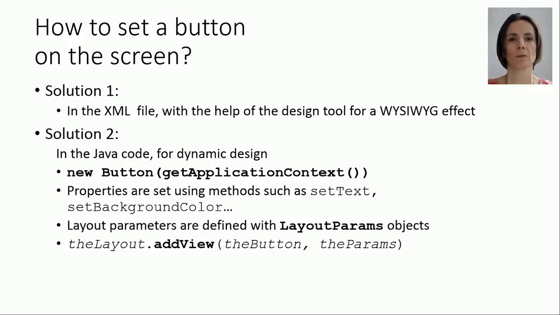Next, you can set properties such as background color or the text using methods associated with the view object. After that, you need to retrieve a reference to the parent layout, and then you can call the add view method on it to add the button to the parent layout. If you need to define additional layout parameters to position the view or to set its width, then you do so by creating a layout params object, and then you can provide this object to the add view method.